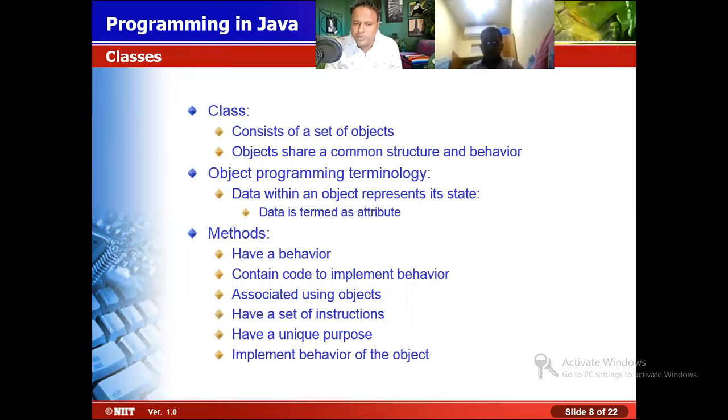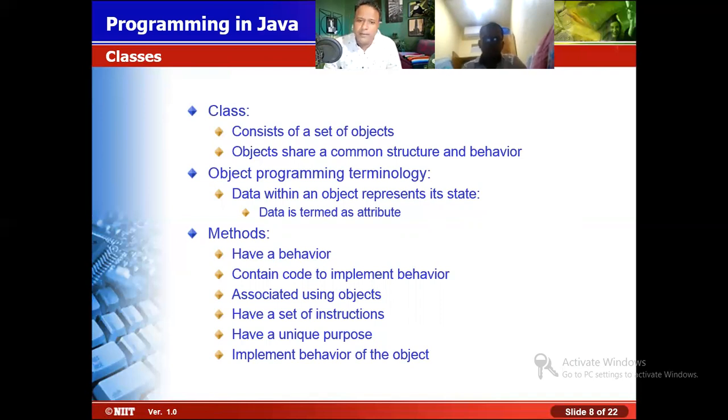Now we come to class. What is a class? It consists of a set of objects, a combination of similar types of objects which share the common structure and functionality, and is called a class. Objects share common structure and functionality. Birds, for example, have wings and can fly, and they have two legs.